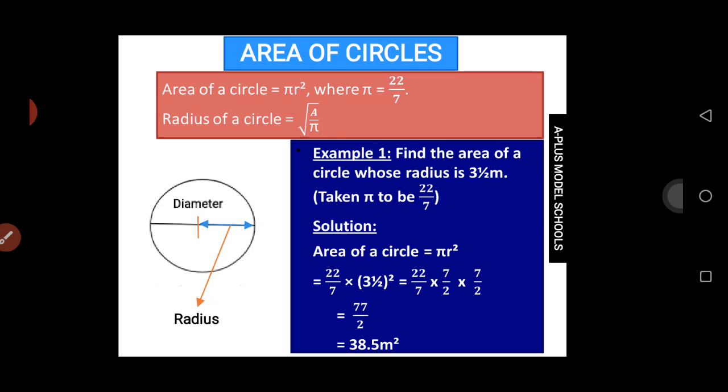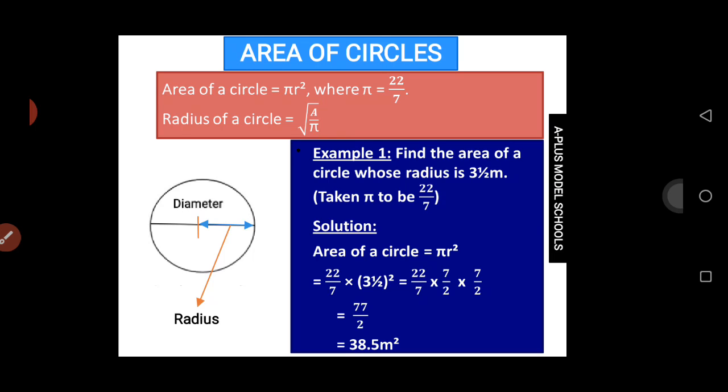So the formula for finding the area of a circle is pi r square, where the value of your pi is 22/7. It can be given as well as 3.14 or 3.142, or sometimes it can also be given as 3 1/7. Then the formula for finding the radius of a circle is square root of A over pi, where A is the area of the circle.